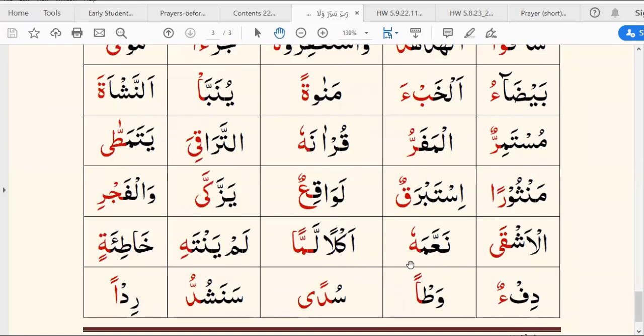Na'amahu. Very good. You remember to extend for 2 seconds. So now read it in sukoon, please. Na'amah. Very good. It was quite easy, don't you think? Yes. Quite easy to remember.